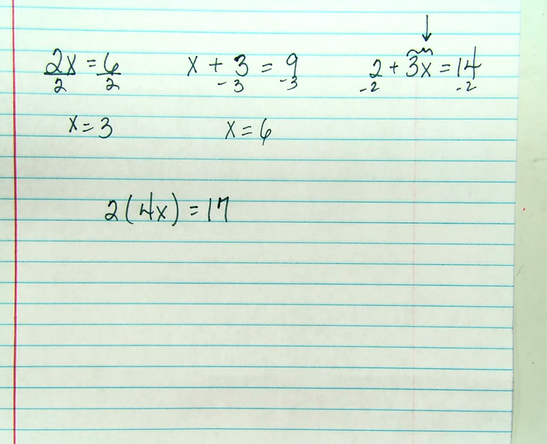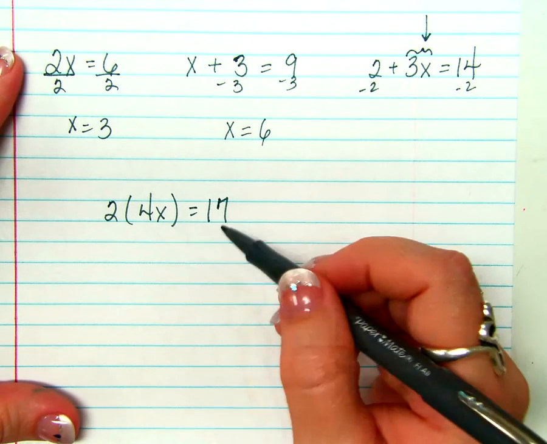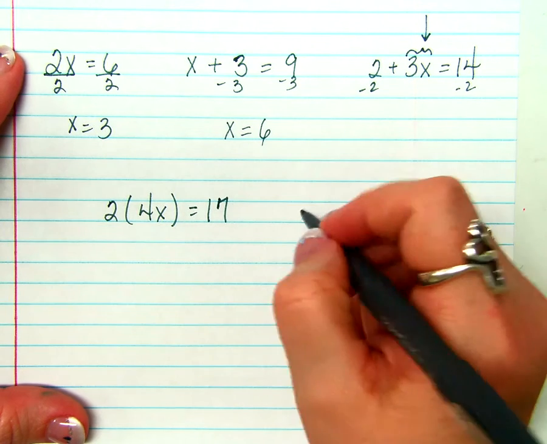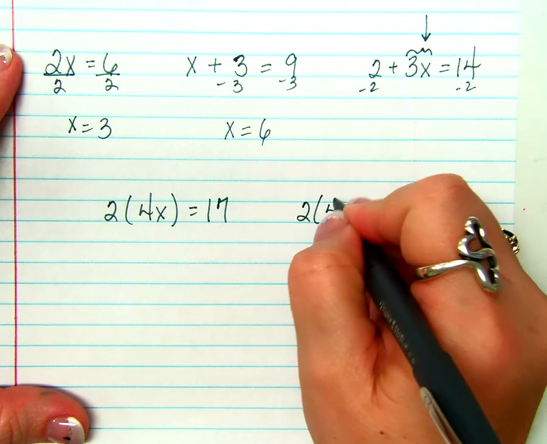What would you normally want to do first? We would multiply those two things together. We would distribute the 2 with the 4, multiply, right? Which is fine. We're allowed to do that, right? You get 8x equals 17 and divide both sides by 8. But what if it was like this?